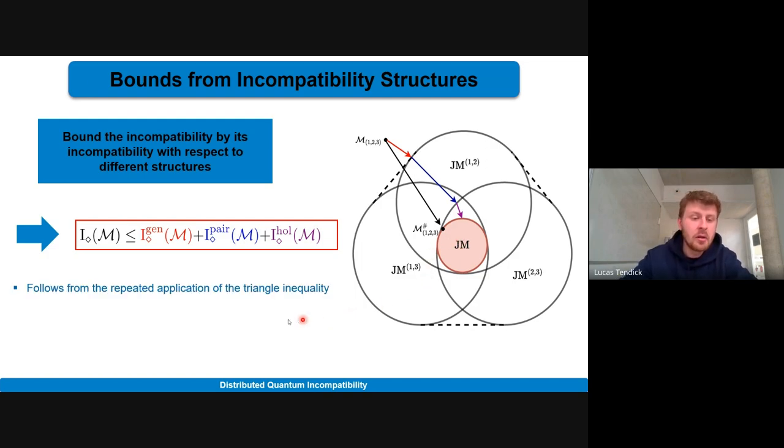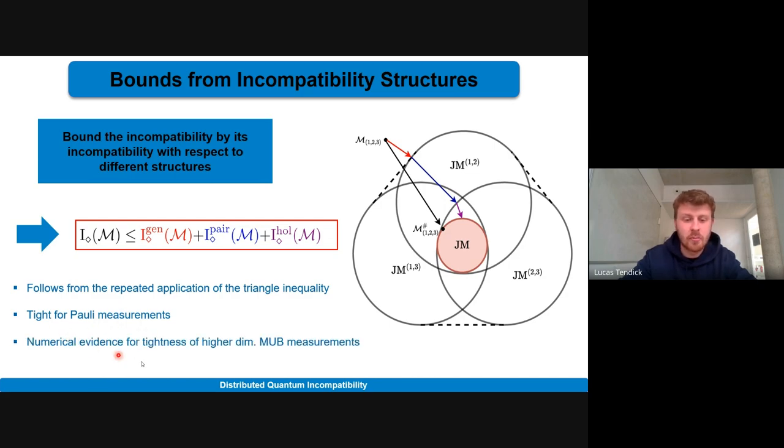And again, we can show that this is tight for Pauli measurements, and we checked at least numerically for higher dimensional MUBs, and it also seems to be tight there. So somehow all those very simple bounds we used seem to apply nicely to MUBs, which is sort of the canonical case you are interested in if you're looking for highly incompatible measurements.